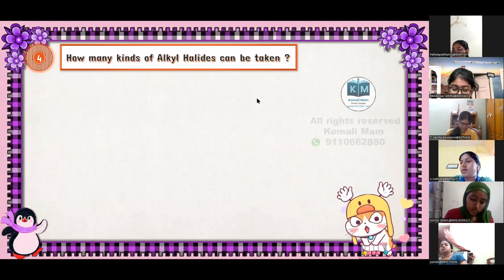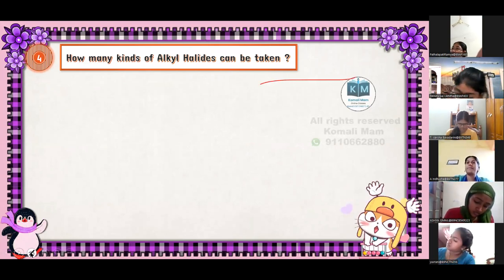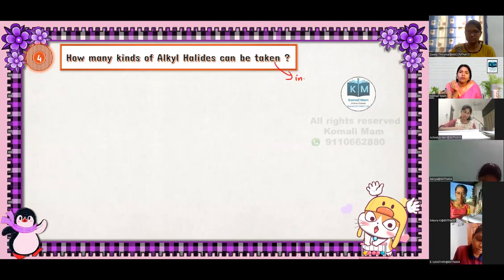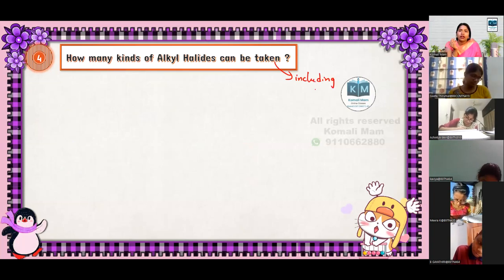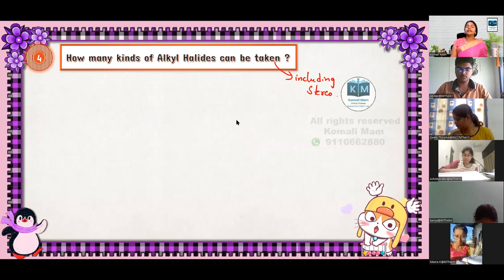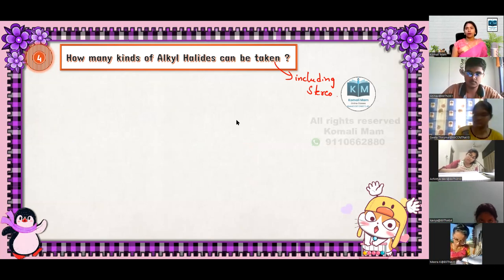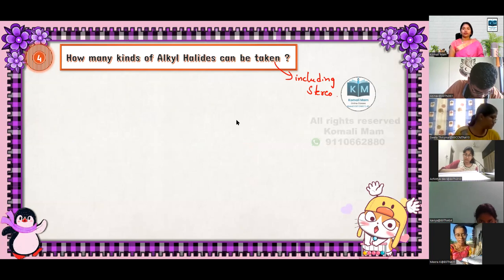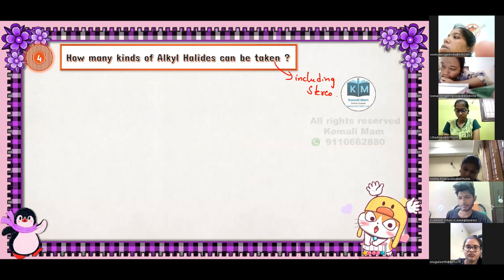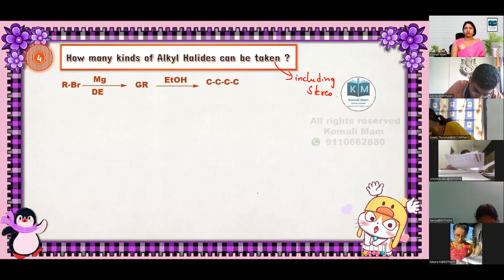Write the question. How many kinds of alkyl halides can be taken? You just add a small phrase here in the earlier question: including stereo. How many kinds of alkyl halides can be taken, including stereo? Come on. This is your question.